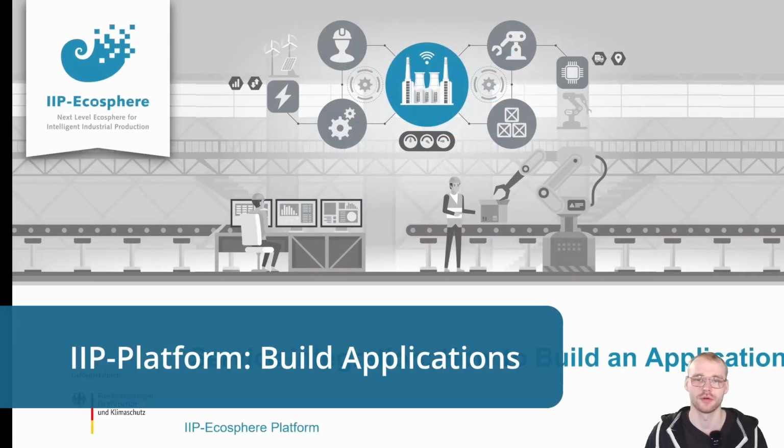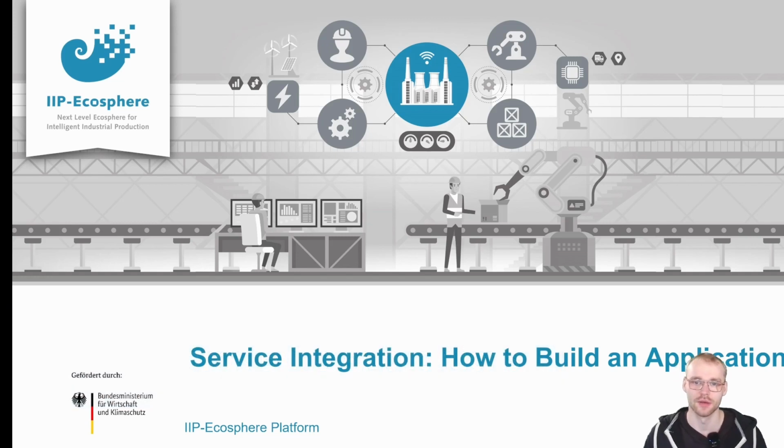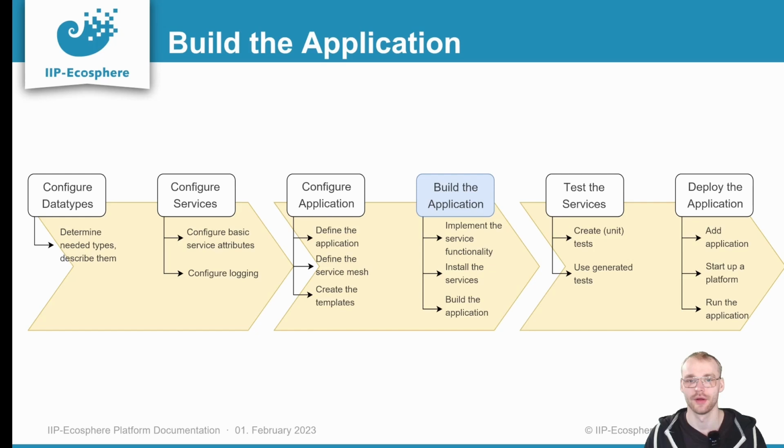Welcome to this tutorial in our series on how to build an application from services for the IIP-Ecosphere platform. In this tutorial we will go over how to build an application. First you need to implement the service functionality, so that it actually does something, because right now we've only defined and created some templates. Then we need to install the services and then build the application.